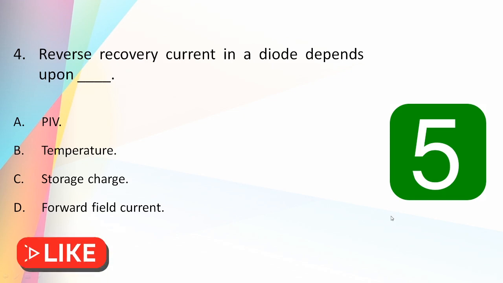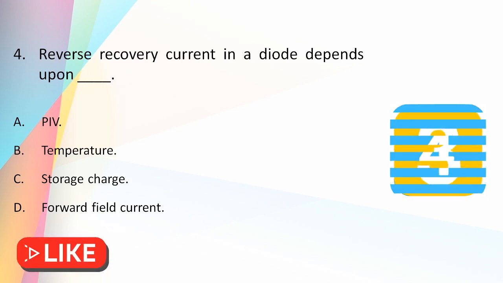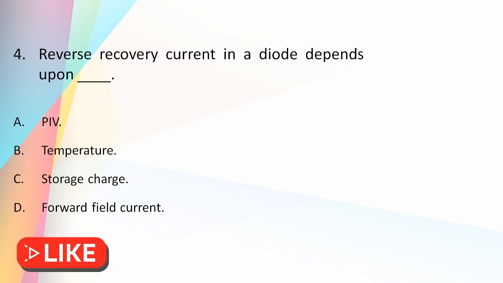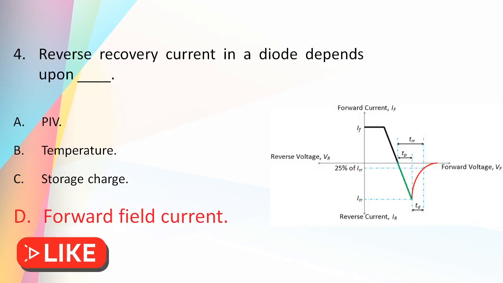Reverse recovery current in a diode depends upon: PIV, temperature, storage charge, forward field current. And the answer is forward field current. In a diode, reverse recovery current and the storage charge depend on the forward current of the diode.